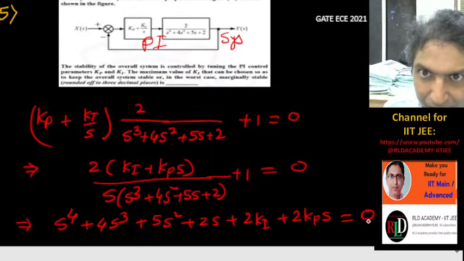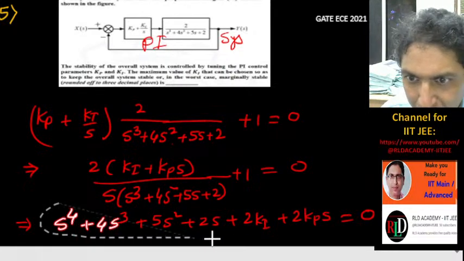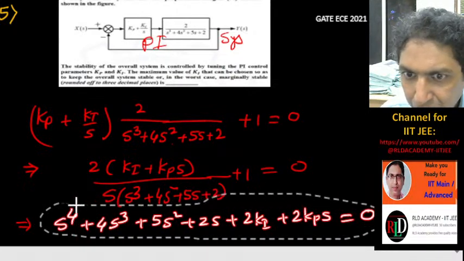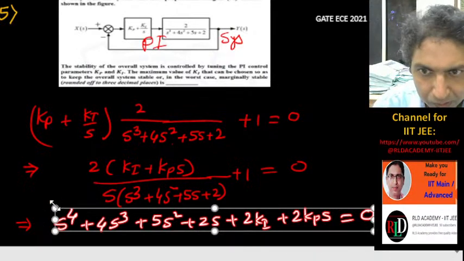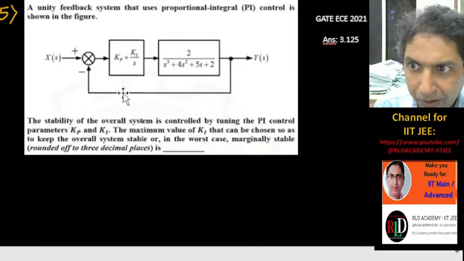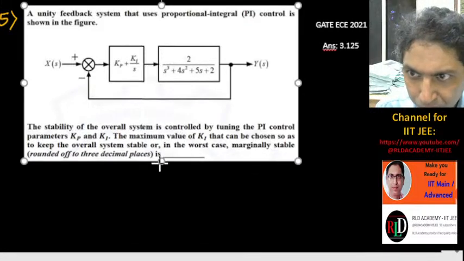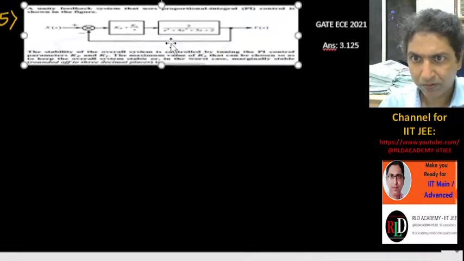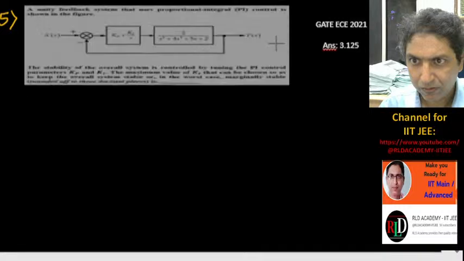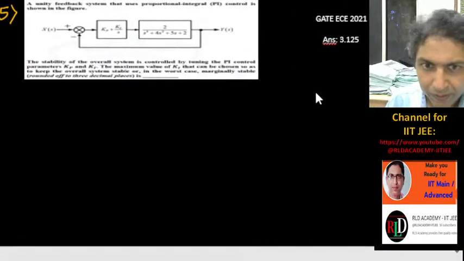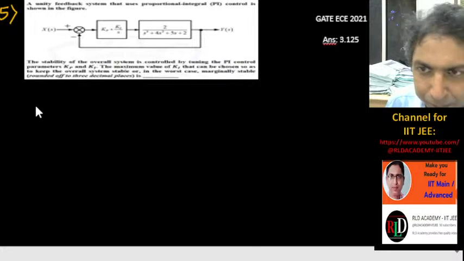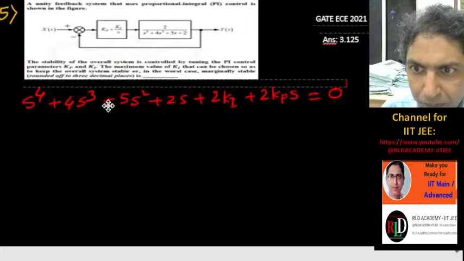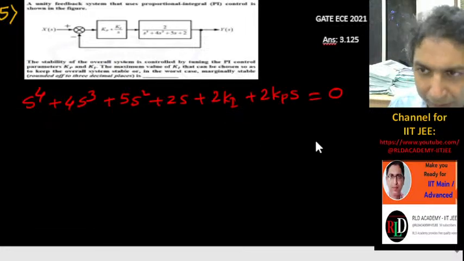Okay, so this last one we can work on. Okay, so what is your polynomial that I can give here? Now can you find the Routh-Hurwitz table?